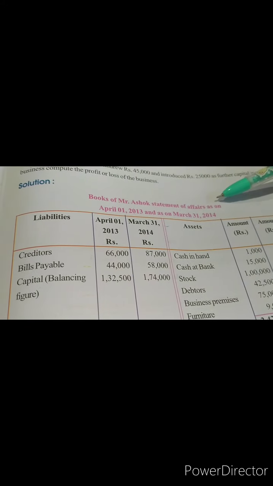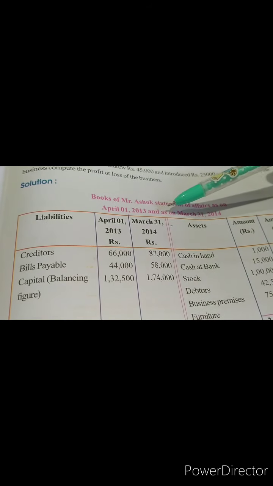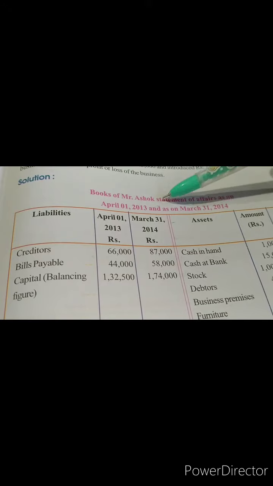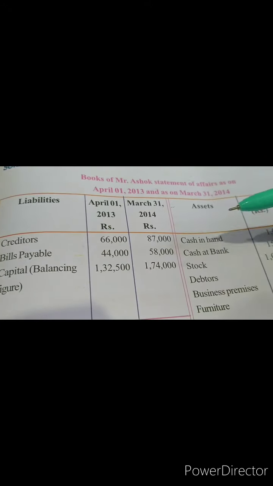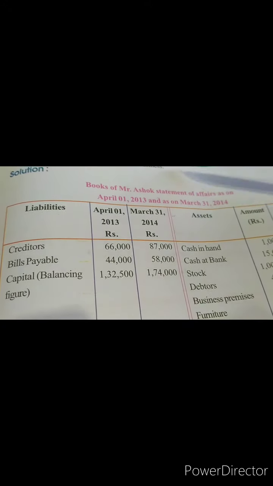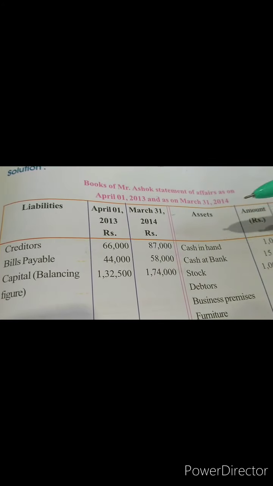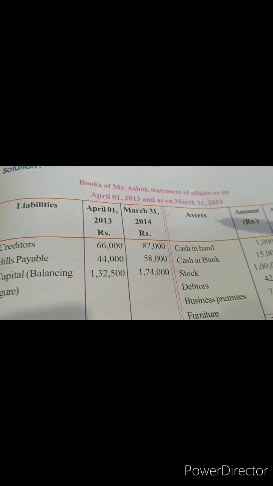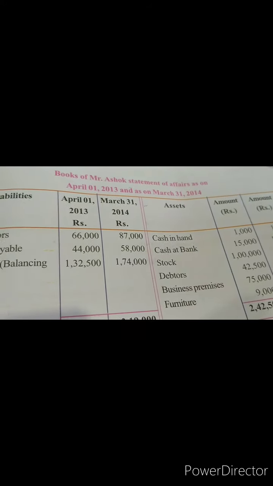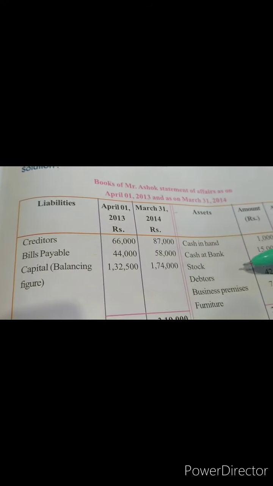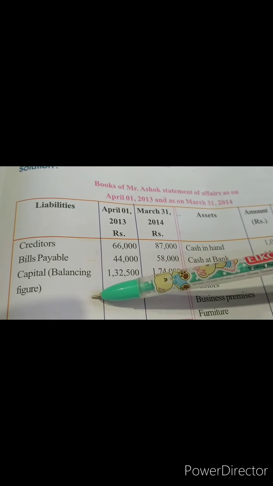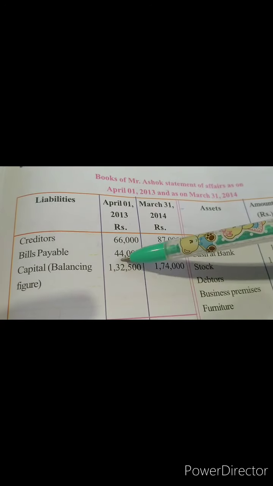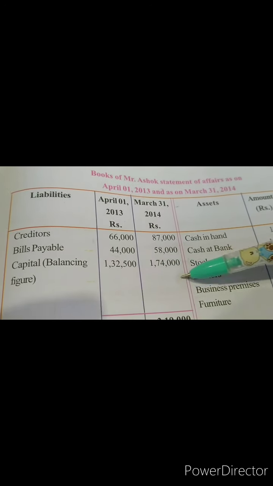Books of Mr. Ashok, statement of affairs as on April 1st, 2013 and as on March 31st, 2014. So instead of preparing 2 accounts, because all the heads are going to remain the same, you can prepare like this. So liabilities, opening liabilities and the closing liabilities, again assets, opening and closing. Now as we discussed, this is the difference amount, the balancing figure. When we deduct these liabilities from asset, this is the amount which is left.